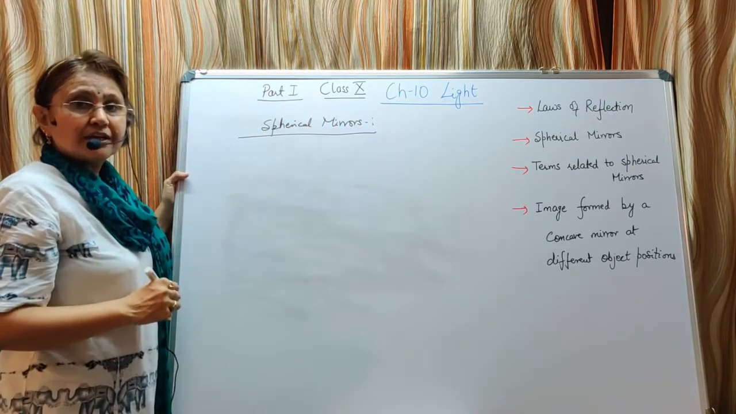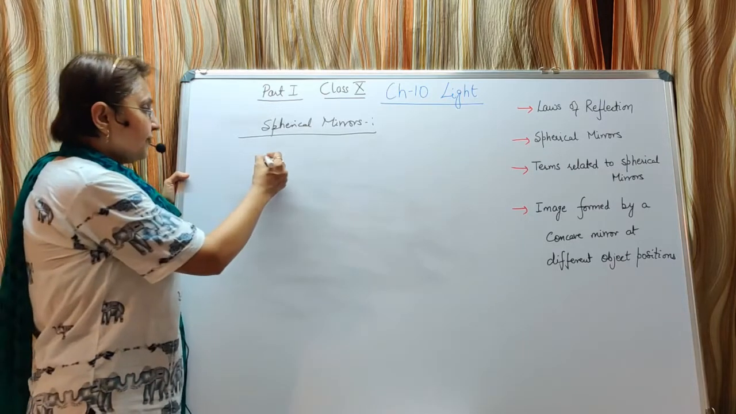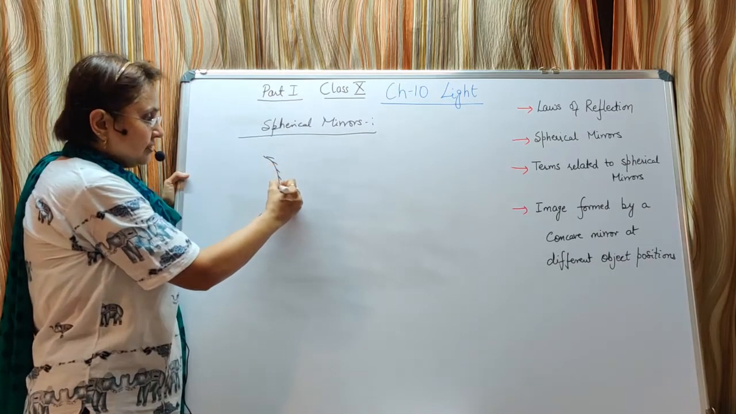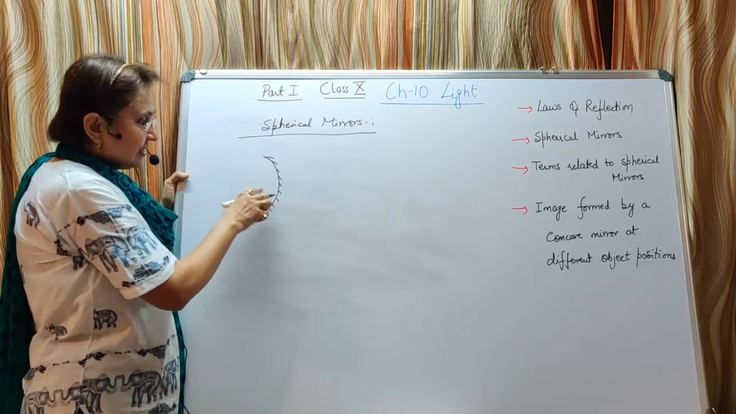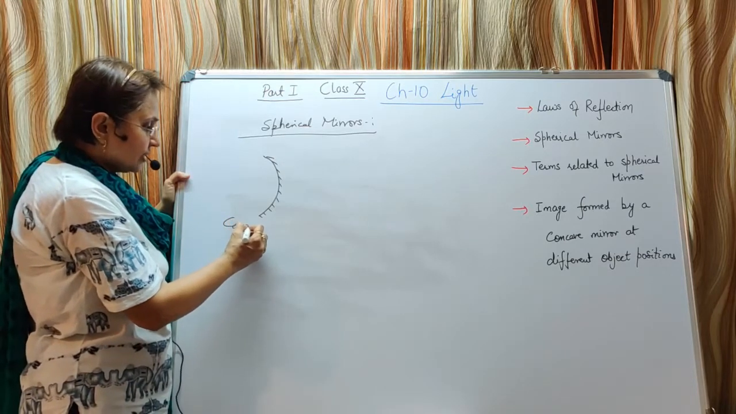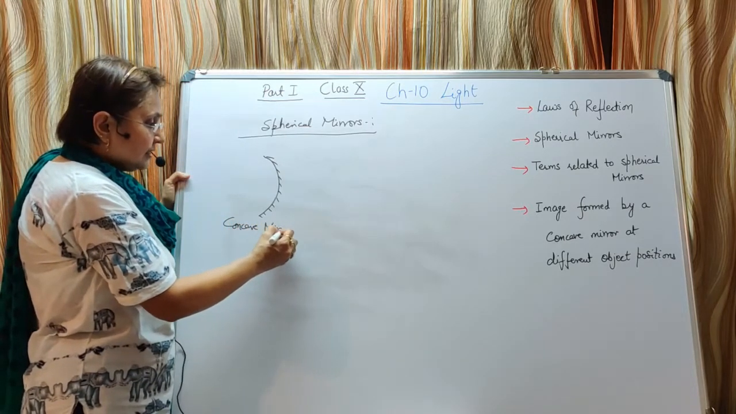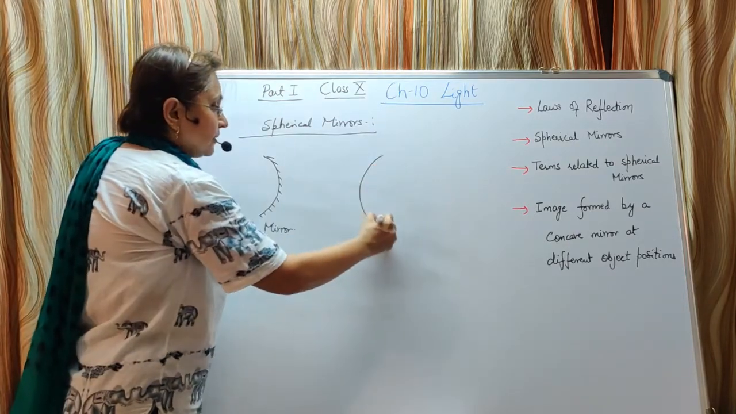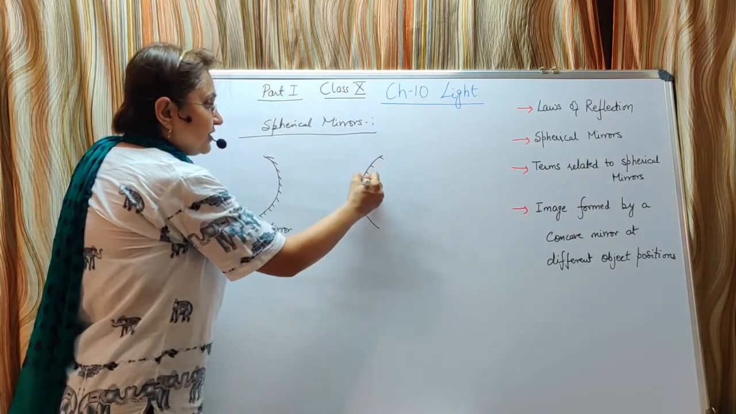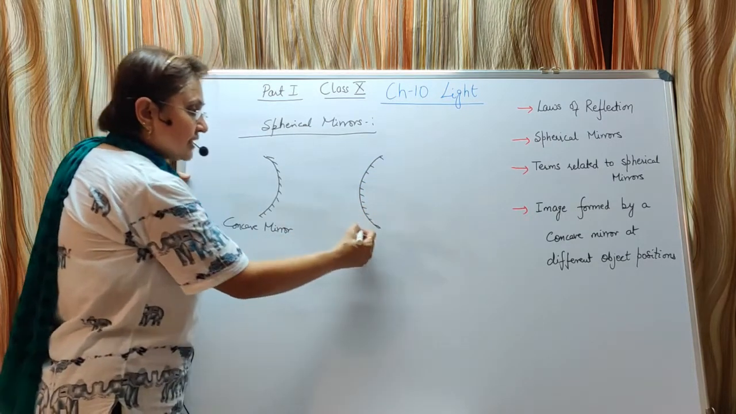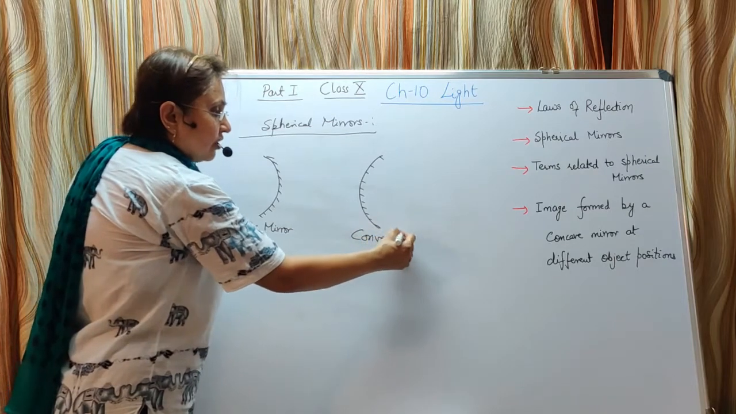Now the spherical mirrors are of two types. The first one is the concave mirror. It is a part of a sphere and the reflecting surface is inwards. Such a mirror we call a concave mirror. The other type of spherical mirror is the convex mirror, in which the reflecting surface is bulged out. The reflecting surface is outside. Such a mirror is called a convex mirror.